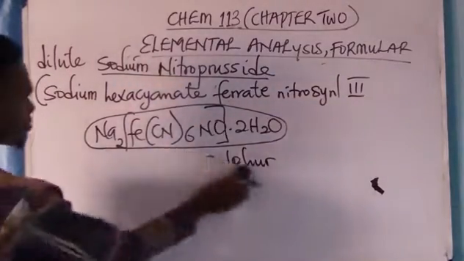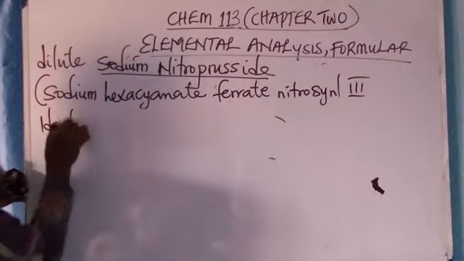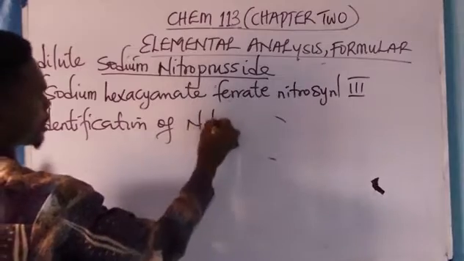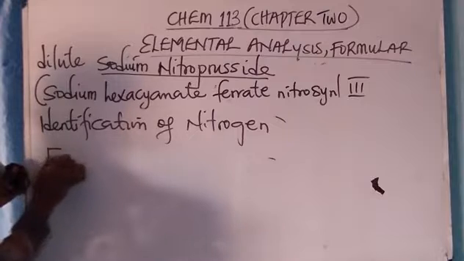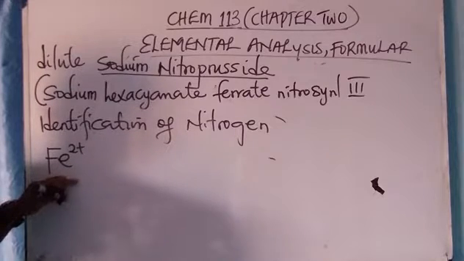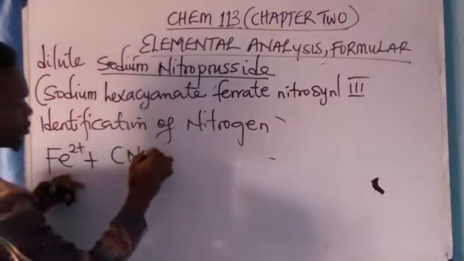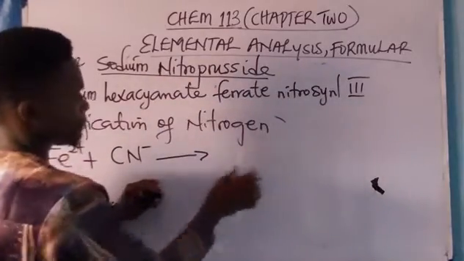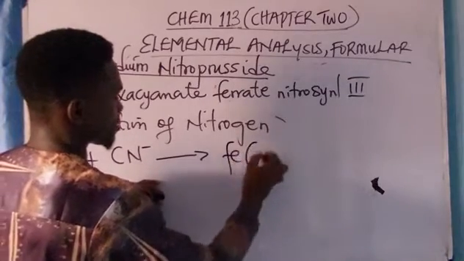Then how do we identify nitrogen? Identification of nitrogen. Now, when a ferrite sodium is reacted with what? Cyano, there's formation of what? Ferrite hexacyanate.